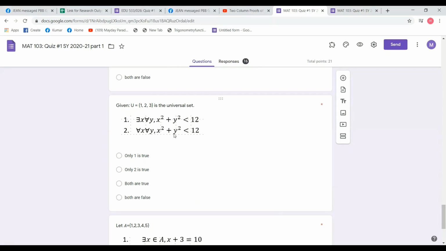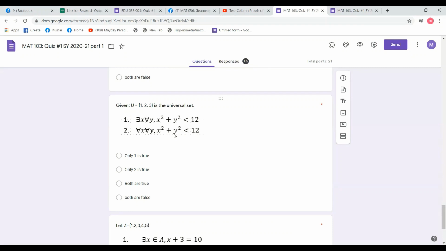Then, for all x, for all y, so we are going to test for all values of x and for all values of y. So if there is at least one that is false, then the whole statement is false. So let us say y is equal to 1. Could we say that the statement is true for all values of x when y equals 1?